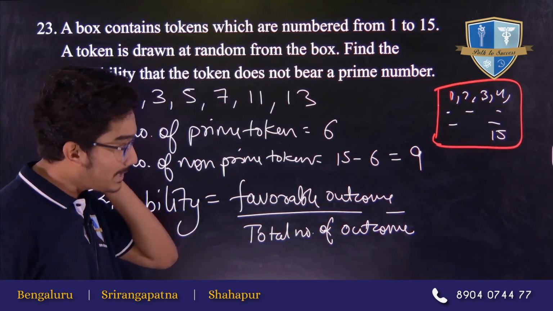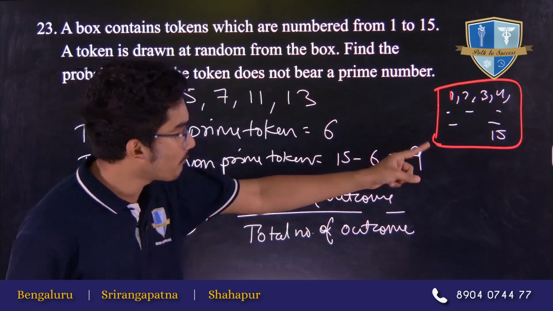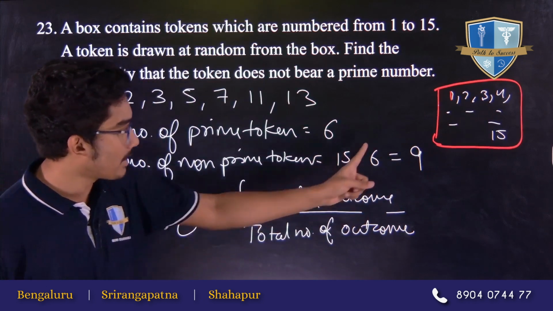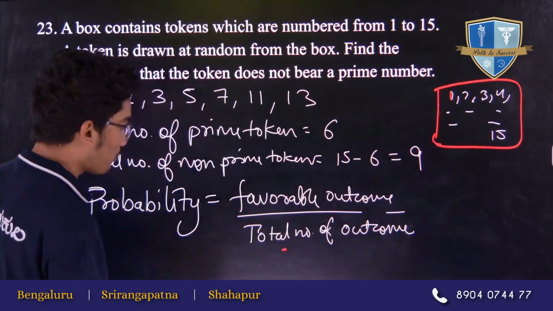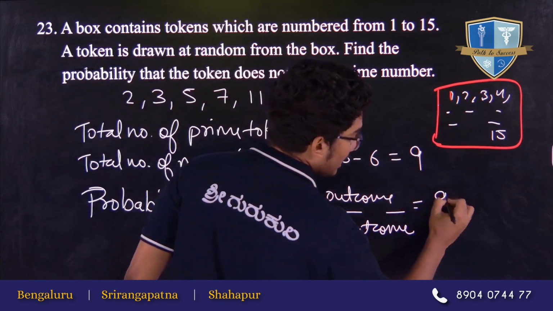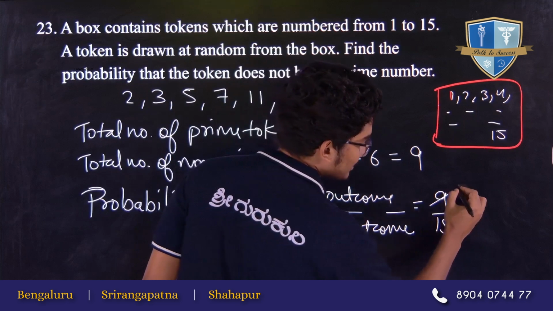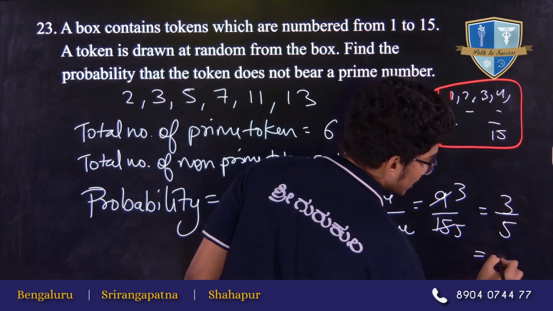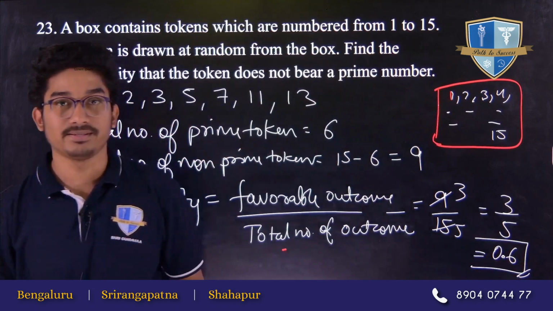Now what is the probability that token is non-prime? That means that token should be in these 9 tokens, right? So favorable number of cases are 9 and total number of cases are 15. So probability will be equal to 9 by 15. And in the table of 3, this is 3 times and this is 5 times, which is equal to 3 by 5, and which is equal to 0.6. This is our answer.